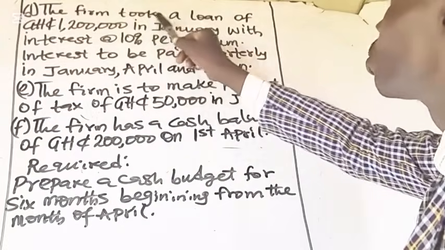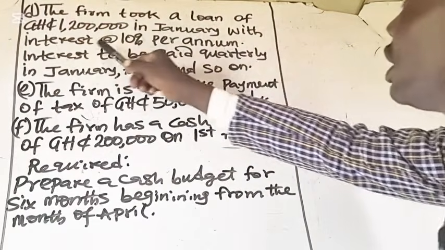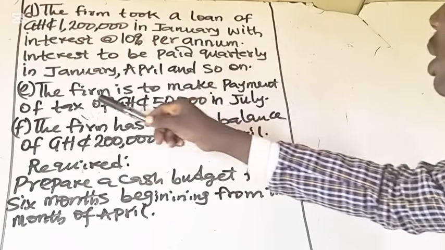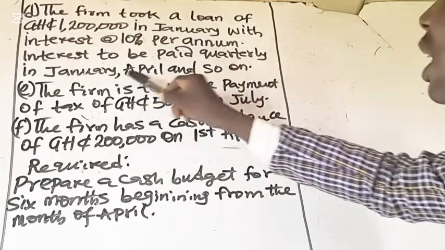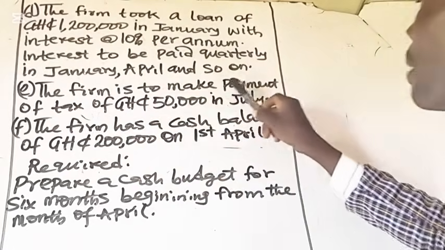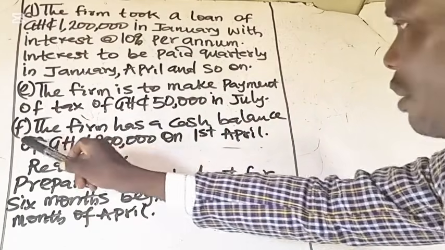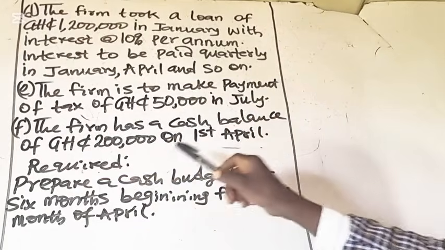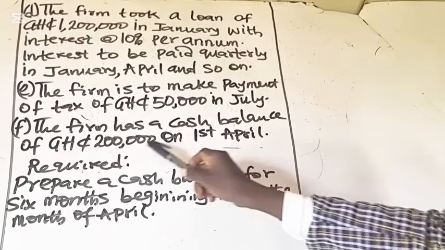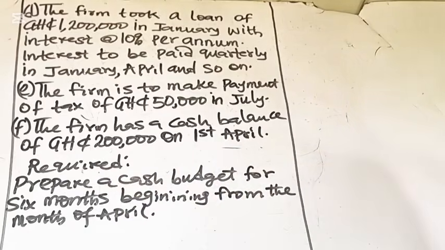D. The firm took a loan of 1.2 million Ghana cedis in January with interest at 10% per annum. Interest to be paid quarterly in January, April, and so on. Note E. The firm is to make payment of tax of 50,000 Ghana cedis in July. Note F. The firm has a cash balance of 200,000 Ghana cedis on 1st April. Required: Prepare a cash budget for 6 months beginning from the month of April. Solution.